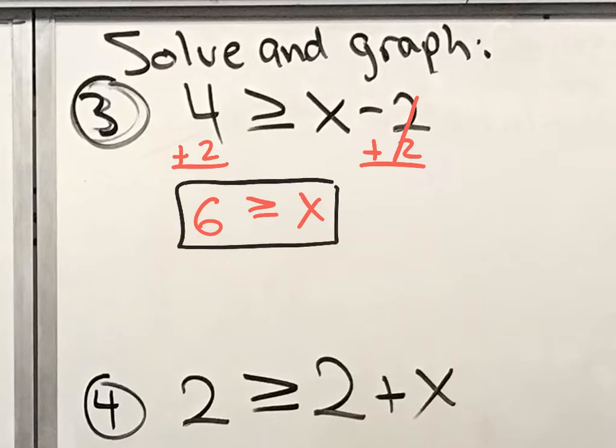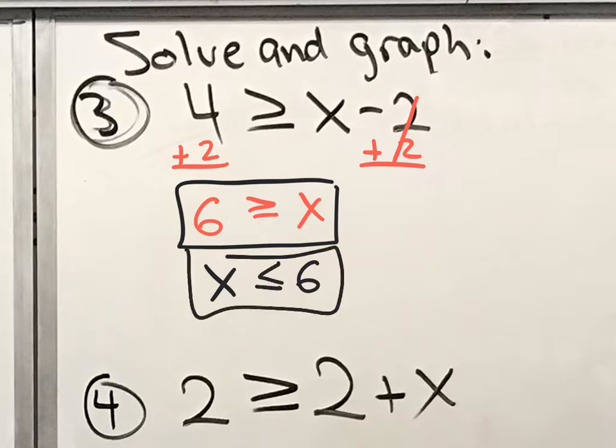However, we want to see the x on the left side and the number on the right side. So we just simply take what we have and flip it, right? So if it opened up originally to the 6, it has to continue opening up to the 6. So there's our absolute best answer. x is less than or equal to 6.